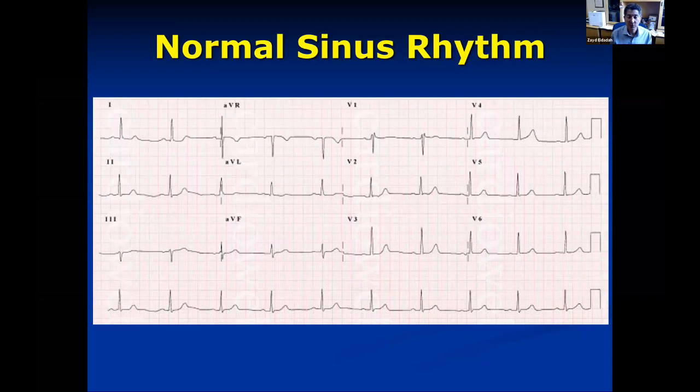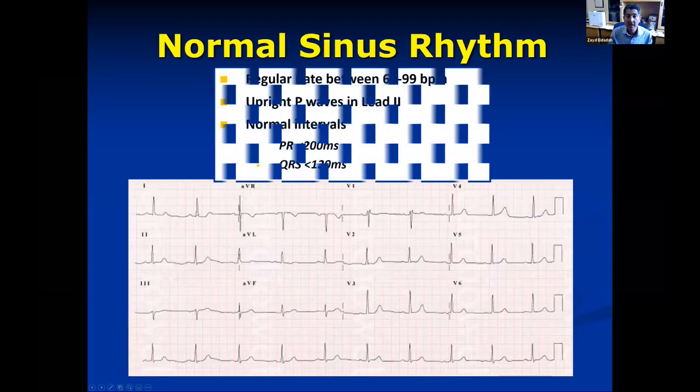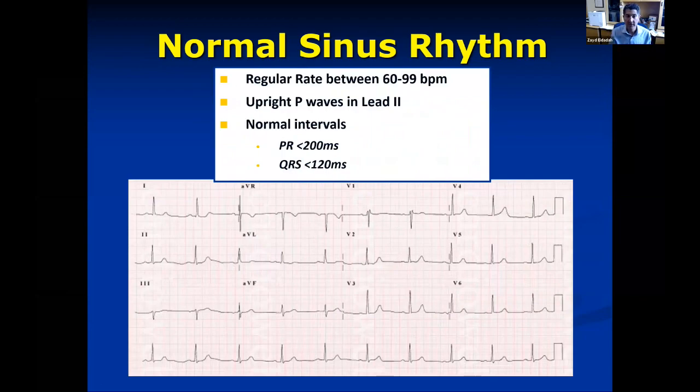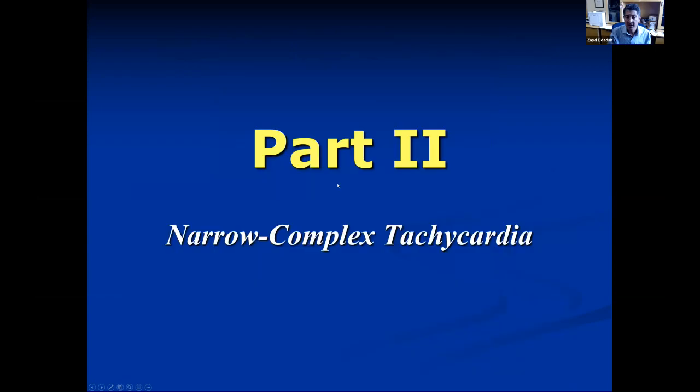This is what a 12-lead ECG of somebody with normal rhythm looks like. Upright P waves seen in the inferior leads. That's a nice representation of sinus rhythm. I still read ECGs the way I did in medical school: rate, rhythm, axis, intervals, waveform. And you know this. The rate of normal rhythm at rest should be between 60 and 99. Upright P waves in lead 2 represent sinus rhythm typically. The PR interval less than 200 and the QRS less than 120.